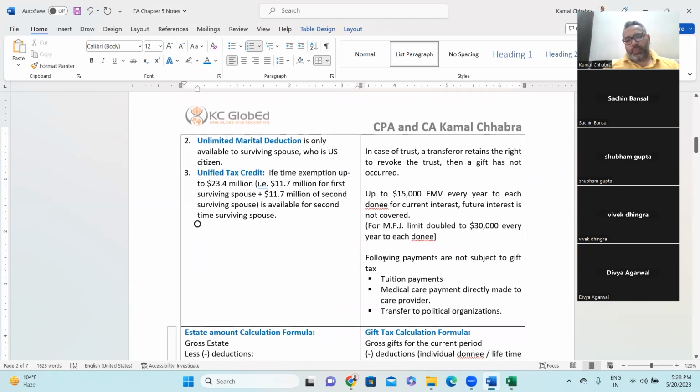And the following payments are not subject to gift tax. If you are making a payment for tuition fees, if you are making a payment for medical expenses, or if you are doing a transfer to a political organization, then you can do so up to an unlimited amount. So there is no limit for gifting for tuition purpose, medical purpose, and political party donation. Right? Make sense?